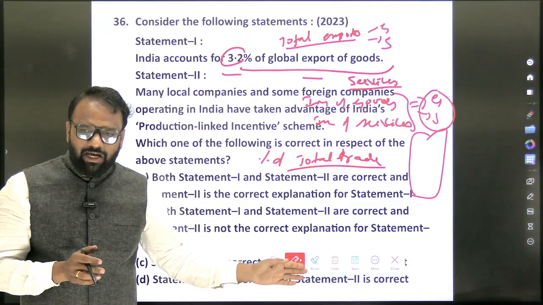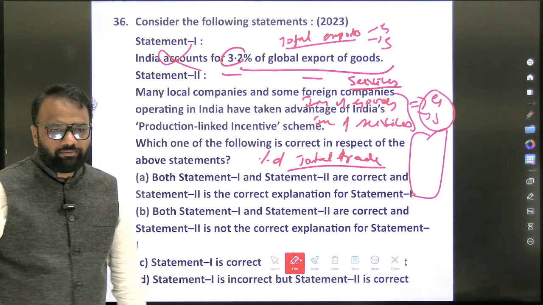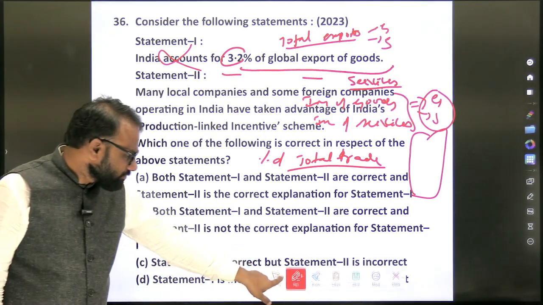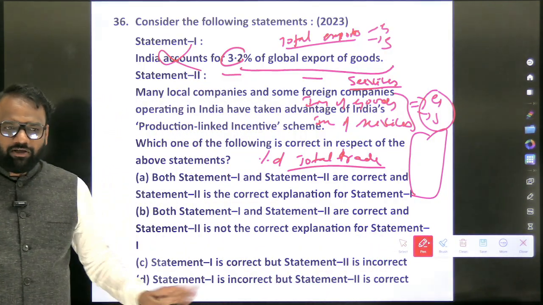Now, once you memorize the absolute values, you will come to a conclusion that the first statement is wrong. So if the first statement is wrong, obviously, what's the answer? Fourth one. The fourth one is the correct answer.